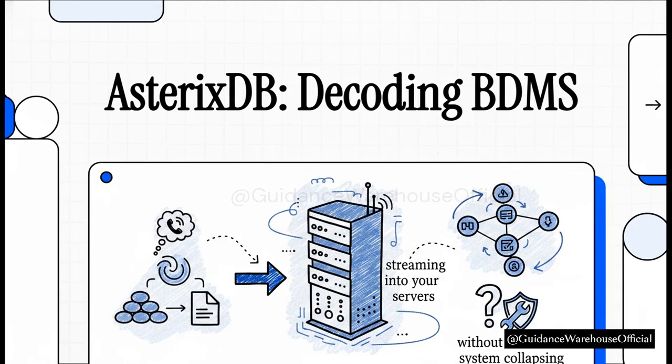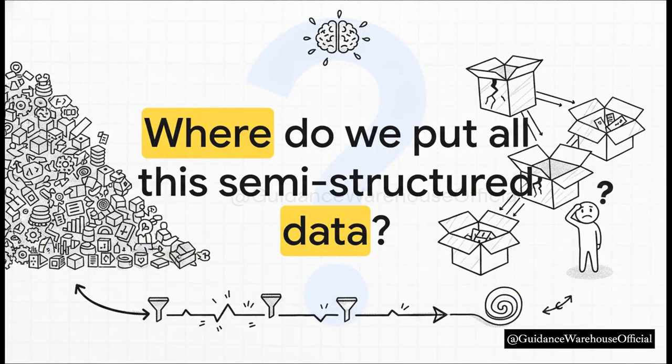Imagine this. Terabytes of social media posts, unpredictable sensor readings, and messy user logs are just slamming into your servers every single second. Where on earth do we put all this semi-structured data? And more importantly, how do we actually manage it without our entire system just collapsing? I mean, this is the massive, real-life headache that data engineers are facing right now.